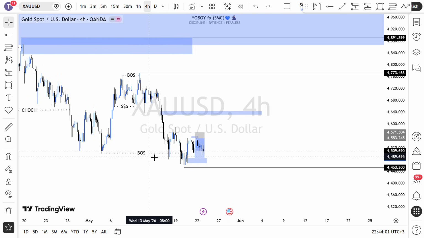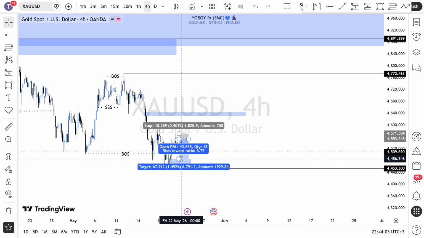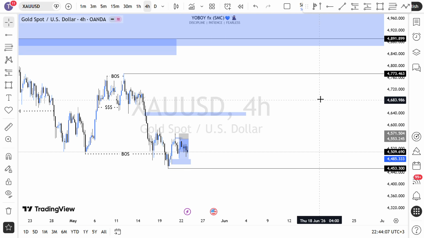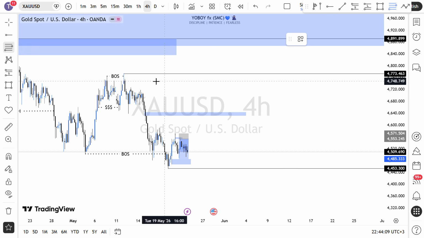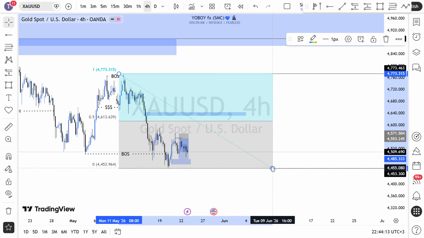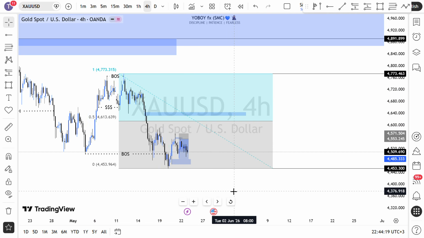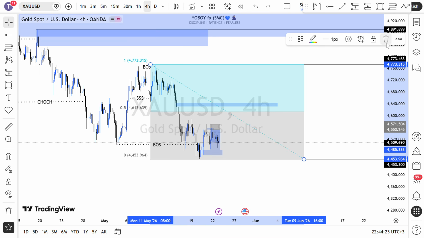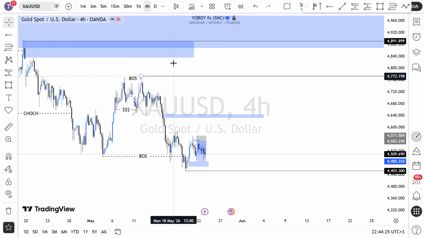Because price has formed the break of structure, I still expect price to come back into these areas before we drop to the downside. So if I take my fib level from that high to this low, I still expect price to have a pullback into this 50% level, and then we take our sales to the downside. So let me clear this so that we can have a very clear structure.